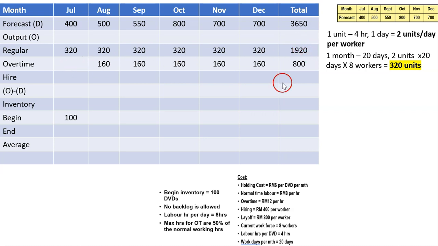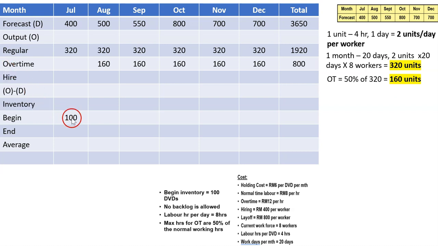Okay, now we're going to look at the overtime. Overtime is 50% of the regular. The regular is 320, so 50% is 160. So only 160 are allowed for OT. So we look month by month.